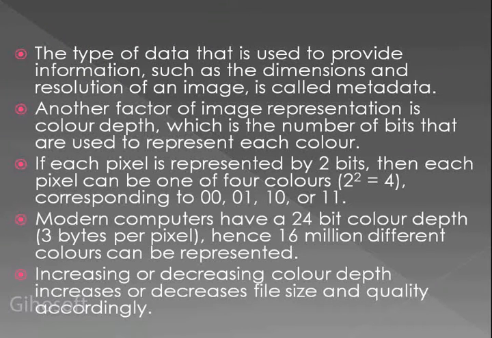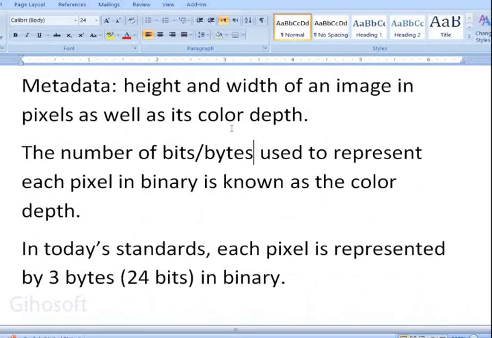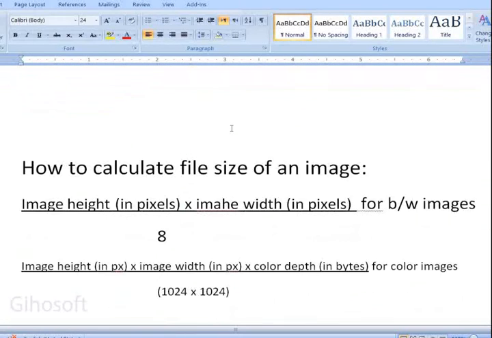Okay, so we have discussed color depth as well, and as you can see, it's written here that nowadays we have 24 bits color depth, hence 16 million different colors can be represented, and if you increase or decrease the color depth of an image file, then its quality would also be increased or decreased. Now the next thing which you should know is how to calculate the file size of an image.